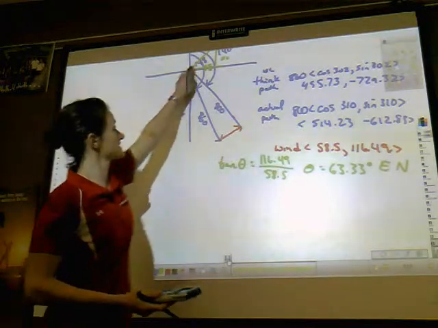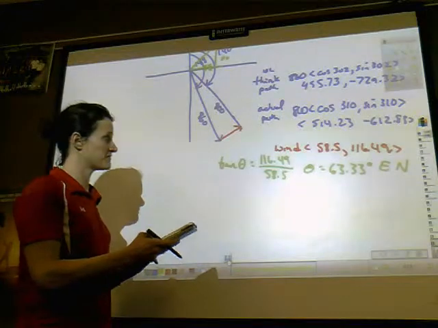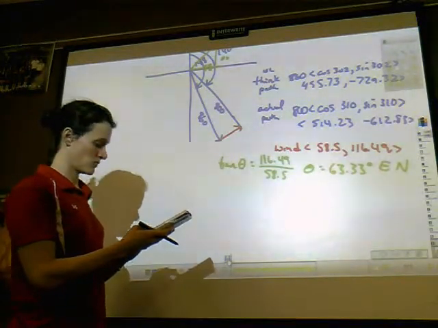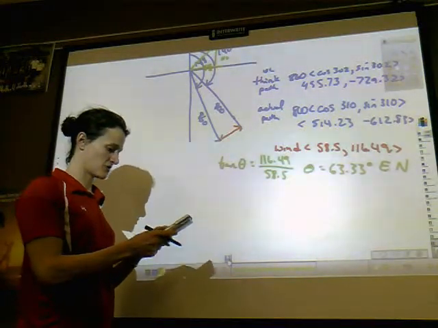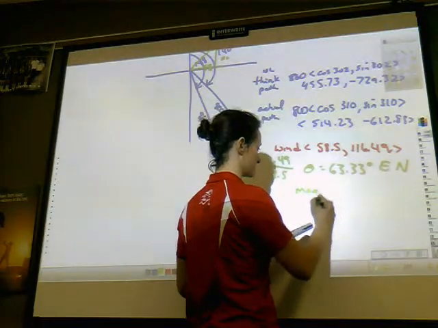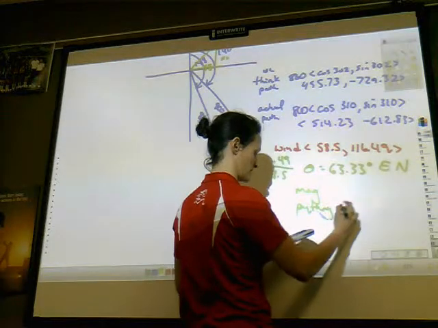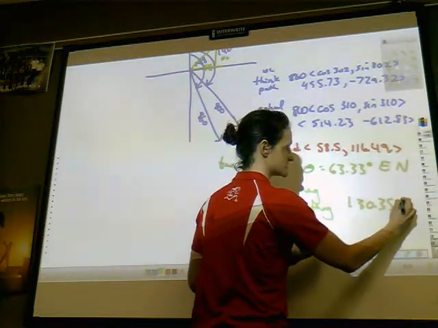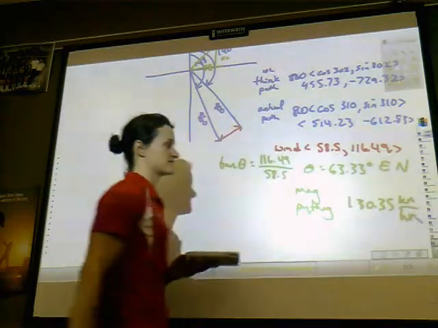Now, if I want the size of that vector, or the magnitude, I'm just going to use the Pythagorean theorem. 58.5 squared plus 116.49 squared, and then take the square root of that result. So it's got a magnitude, use Pythag, of 130.35. So this is going to be kilometers per hour at this angle.